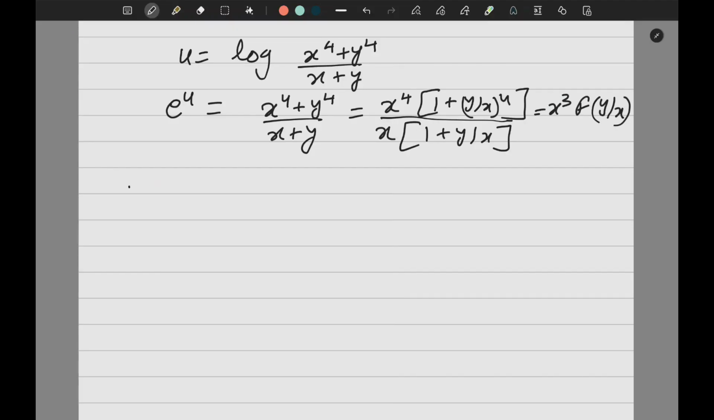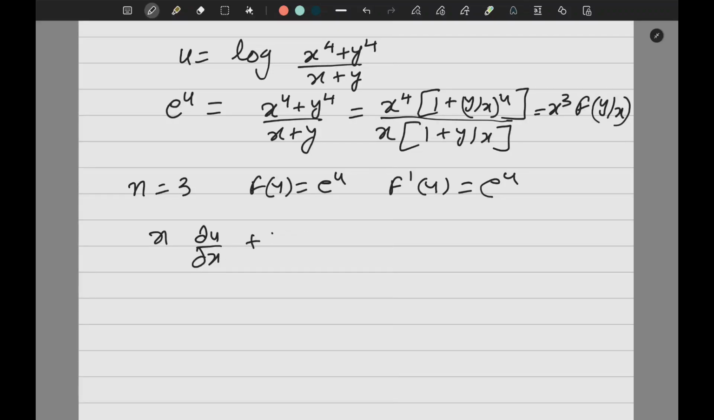Now in this case, n is equal to 3, f of u is equal to e to the power u and f dash u is equal to e to the power u. So what will be the answer? The answer will be x dou u by dou x plus y dou u by dou y is equal to n f u upon f dash u. So 3. So this is done.